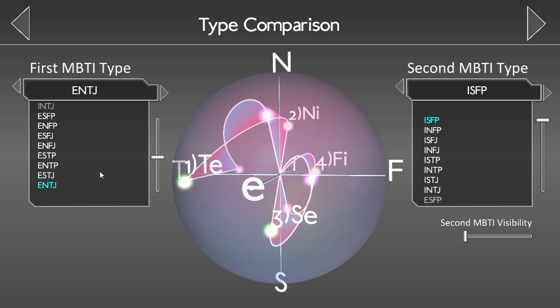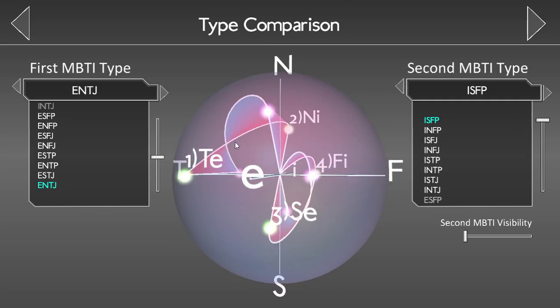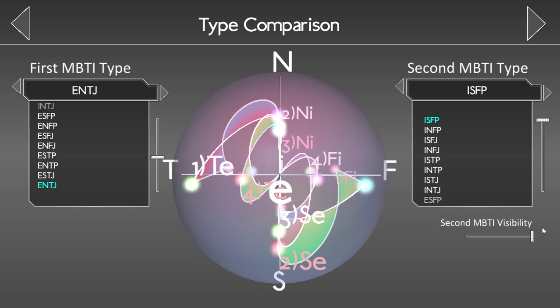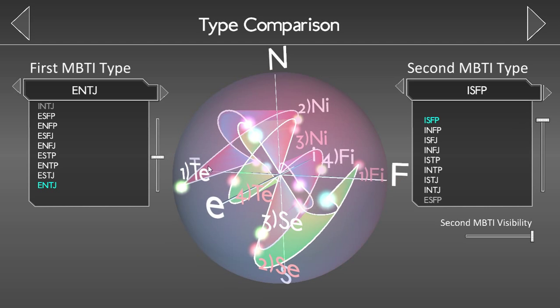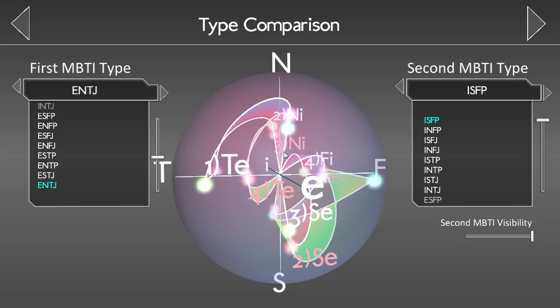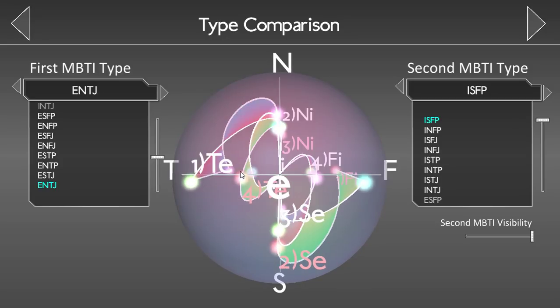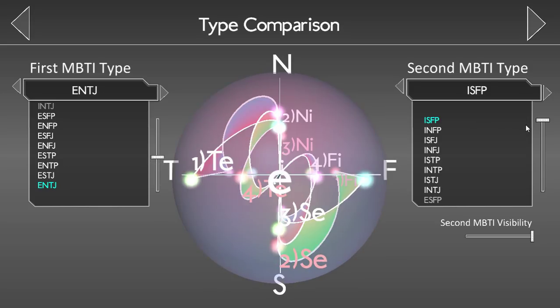We'll go ENTJ, there's me, TE, NI, SE, FI, and then I'll throw in ISFP. It's the same thing. You can see the same TE, NI, SE, FI, but they're in different orders. And I put them as such, like I weighted it. If it's the dominant function, I scale it out more from the center than if it were the inferior function. So that's why you see it the way you do.